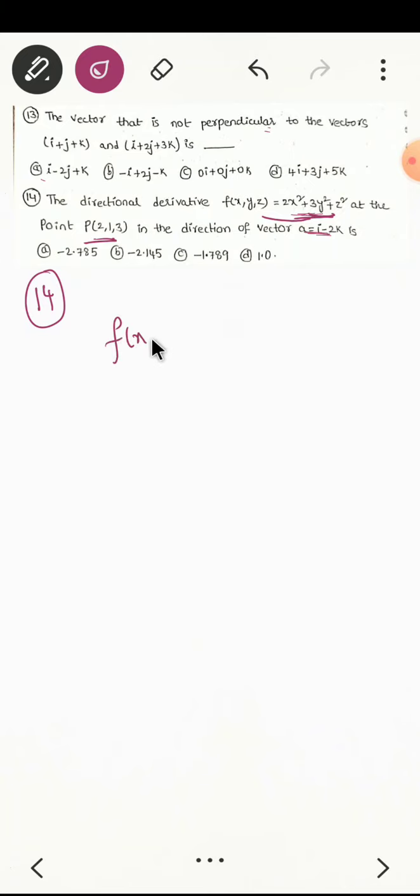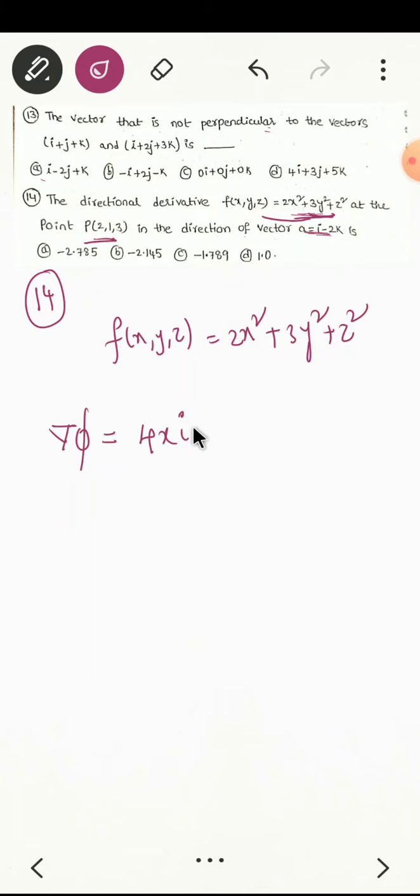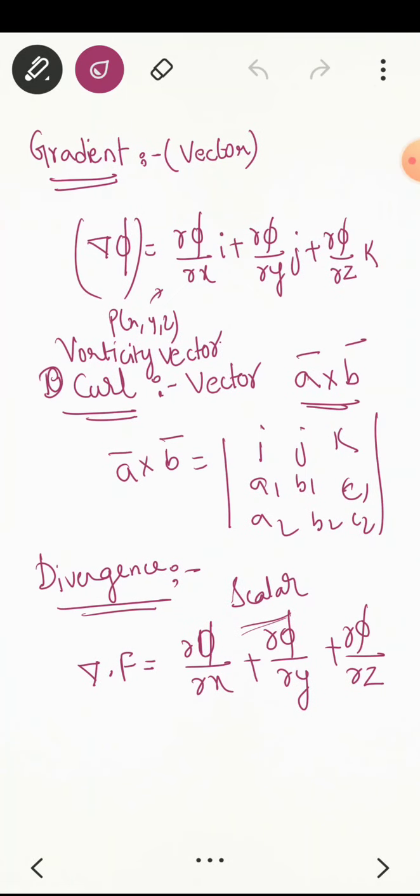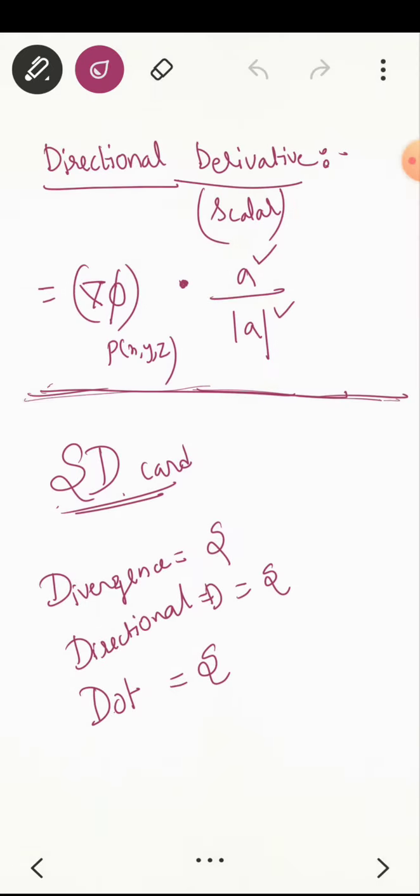Suppose they have given the function f of x, y, z is equal to 2x square plus 3y square plus z square. Now first find the gradient. How will you find the gradient? Del phi is equal to the function differentiated with respect to x, that is 4x into i. Then differentiate with respect to y, 6y into j. Then differentiate with respect to z, 2z into k. That's what the gradient is, right? Function with respect to x into i, with respect to y into j, with respect to z into k. That's what we were doing.